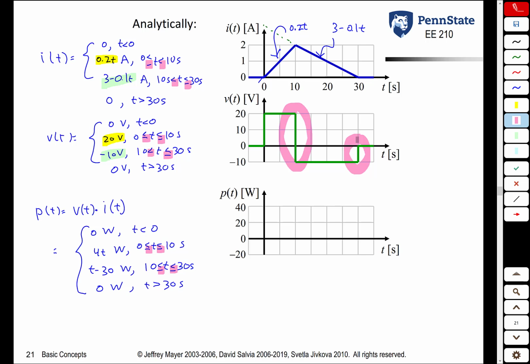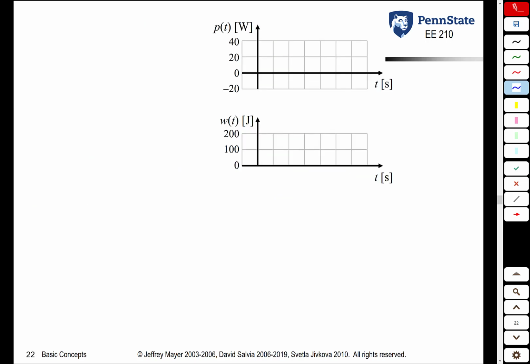So the power we can draw once again, it's the same thing as before. We see it's going to be 0, then it's going to be 4t between 0 and 10 seconds. It's going to be t minus 30 between 10 and 30 seconds. And it's going to be 0 again for t greater than 30 seconds. So now we want to find the energy. Power, once again, we'll redraw from the previous page. That was 4t. That was t minus 30. It's 30 seconds. That's 10 seconds.